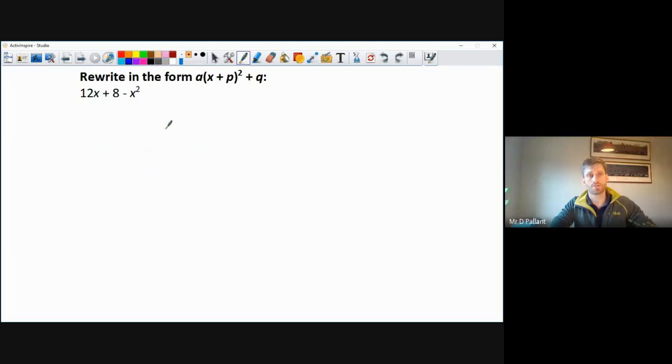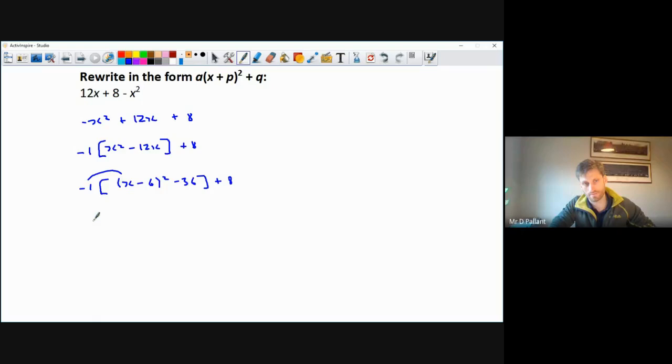So, as I said, I'm going to start by reordering. I've got the minus x squared, I've got the plus 12x, I've got the plus 8. So I'm going to start by factorising out that minus 1, leaving that plus 8 on the end. And that will give me x squared minus 12x. Then on the next step, I'm going to complete the square. Then expand the brackets. Look at that double negative, plus 36. So in the end, plus 44. Good.